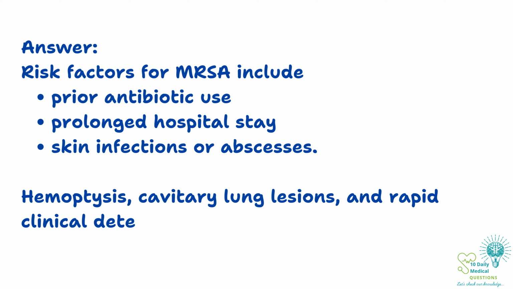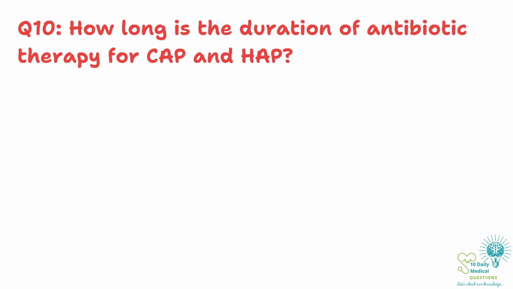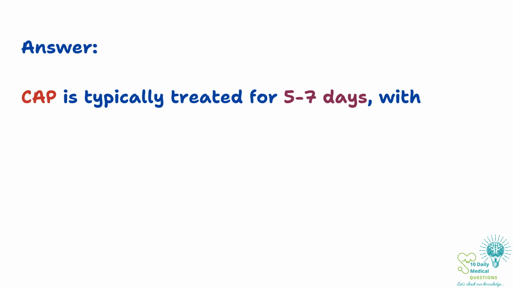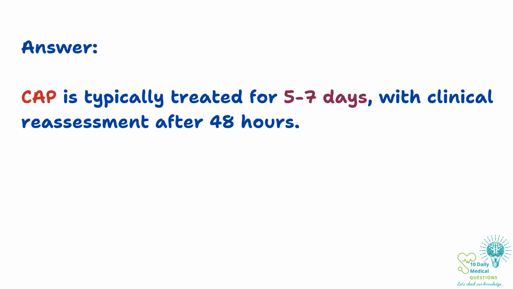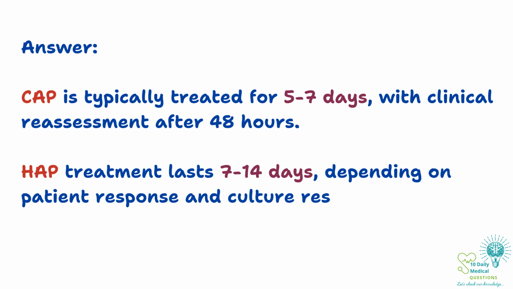Question 10. How long is the duration of antibiotic therapy for CAP and HAP? Answer. CAP is typically treated for 5 to 7 days with clinical reassessment after 48 hours. HAP treatment lasts 7 to 14 days depending on the patient's response and culture results.